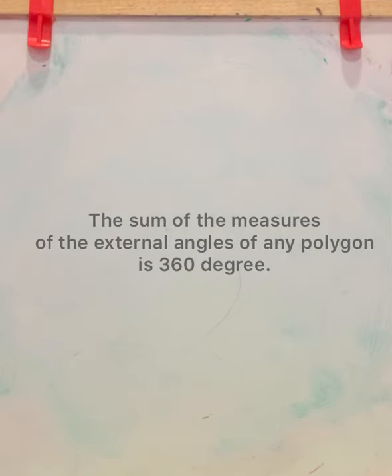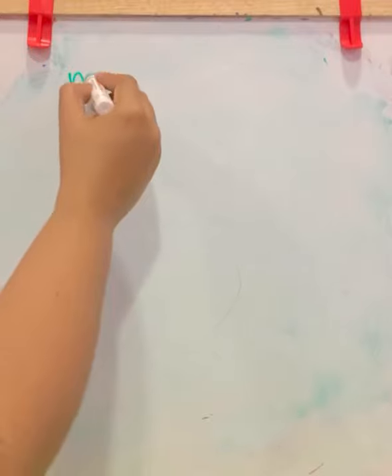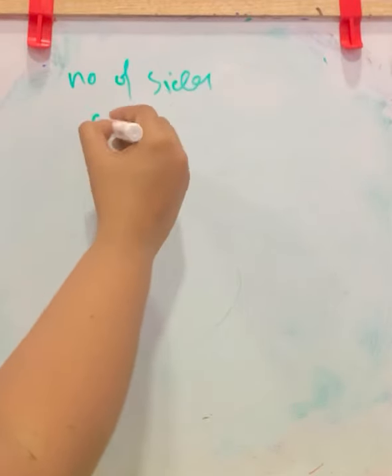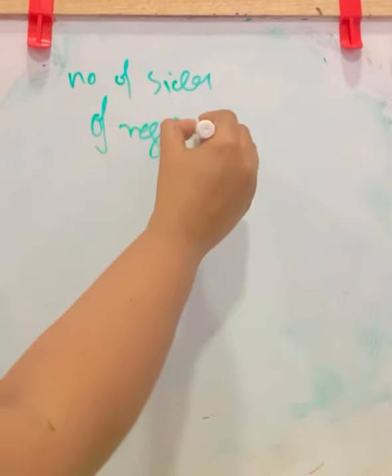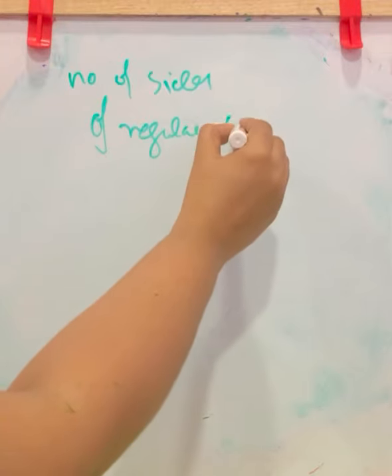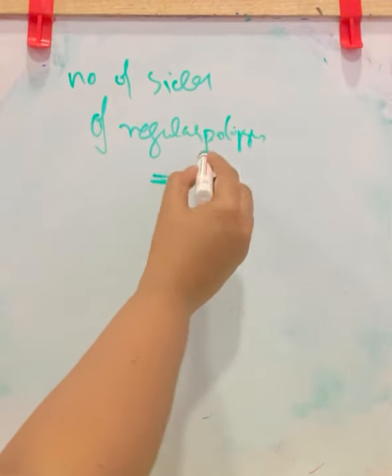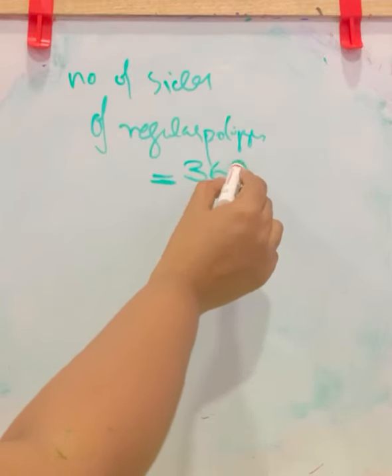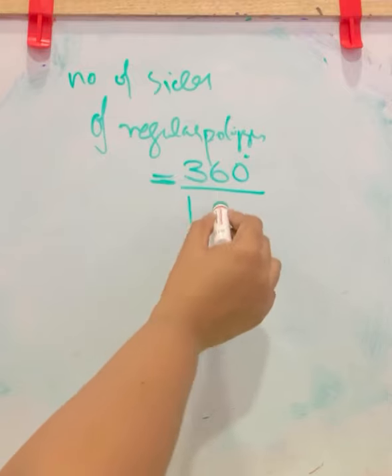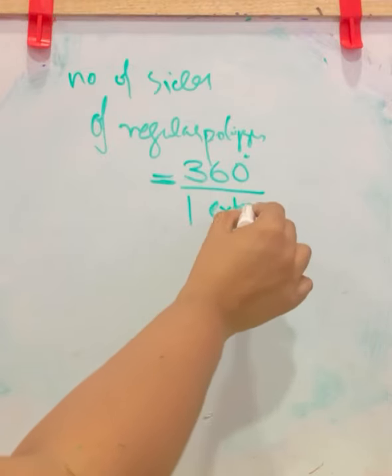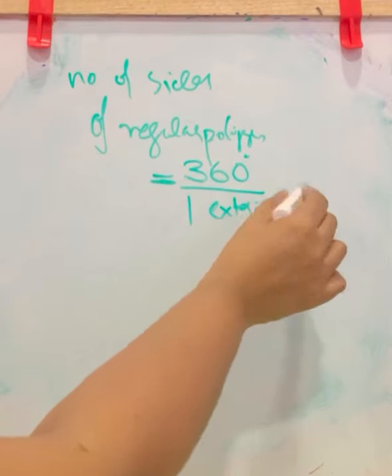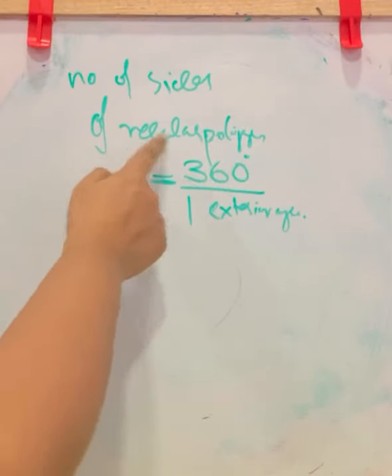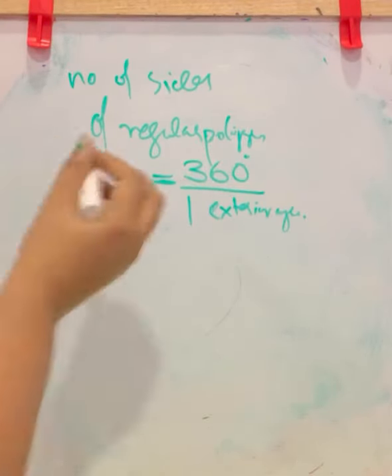Now, if a regular polygon is given and an exterior angle is given, you can say the number of sides of a regular polygon is equal to the total sum of exterior angles, 360 degrees, divided by one exterior angle. This is in the case of a regular polygon. Remember, it is a regular polygon.